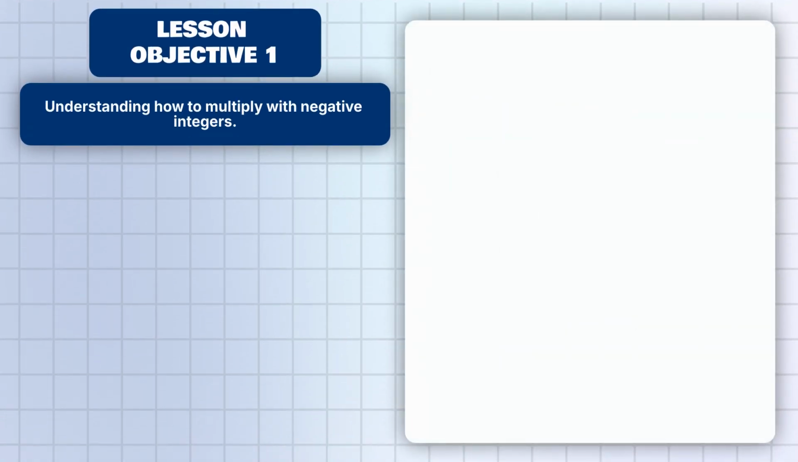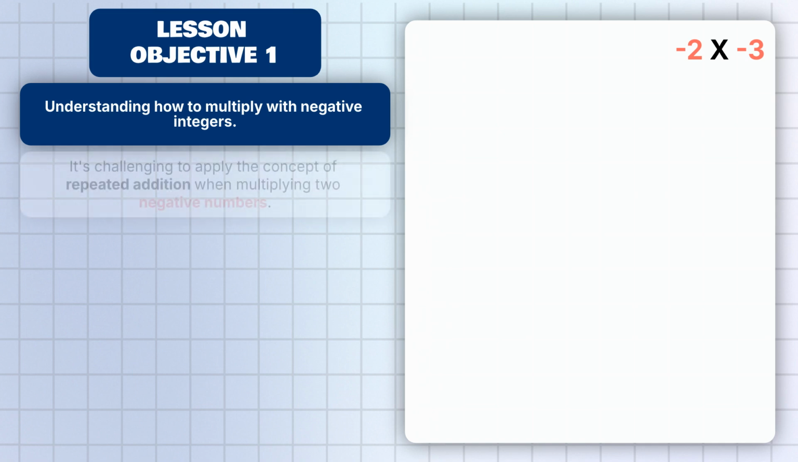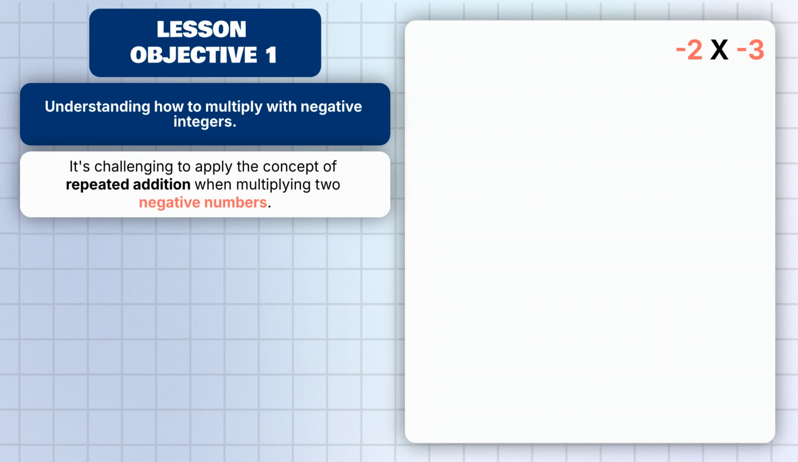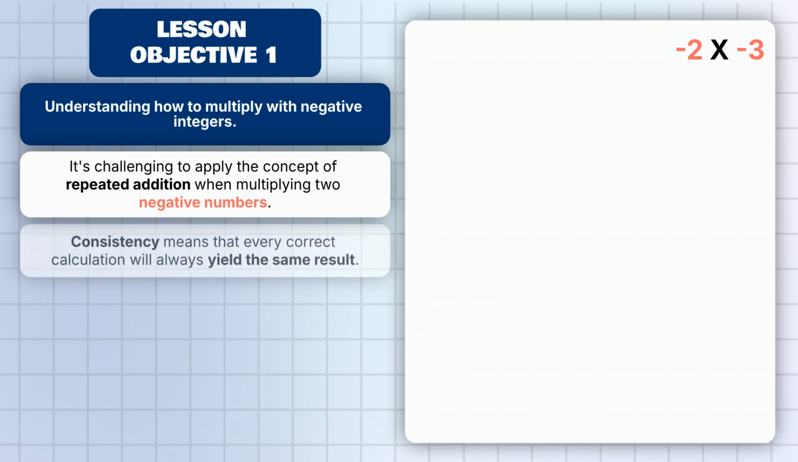When we have a situation involving a negative number multiplied by another negative number, such as -2 multiplied by -3, the interpretation isn't immediately clear. It's challenging to apply the concept of repeated addition here. To resolve this, let's work from the principle that mathematics should be consistent. Consistency means that every correctly executed calculation will always yield the same result every time.